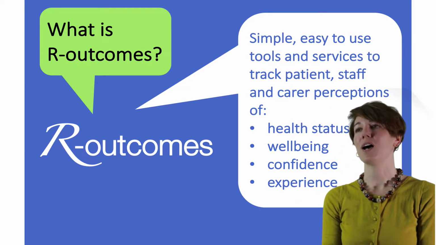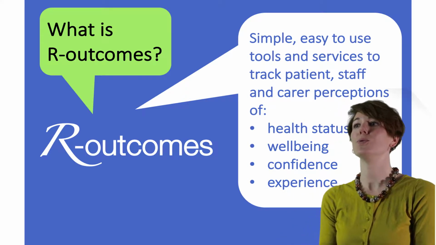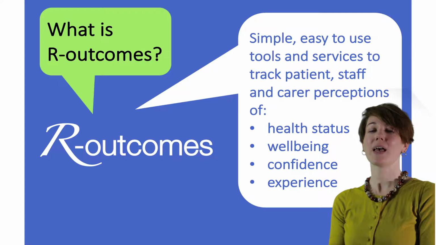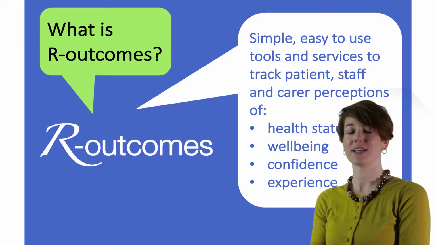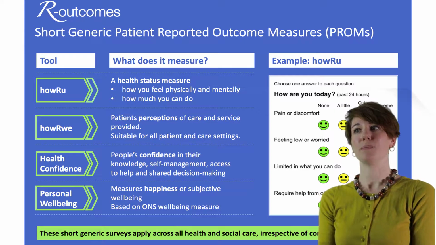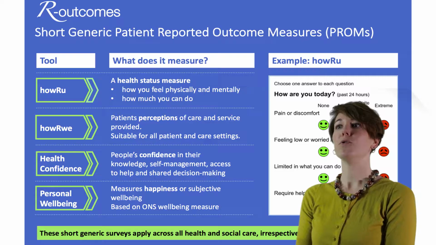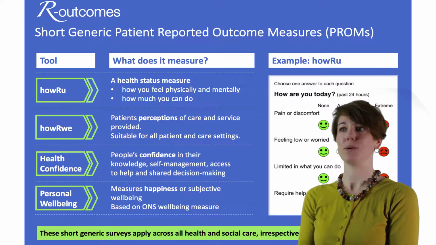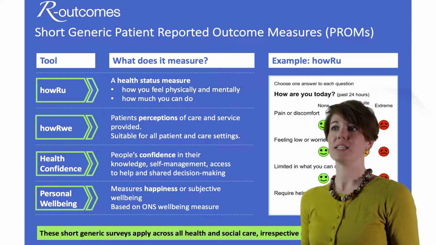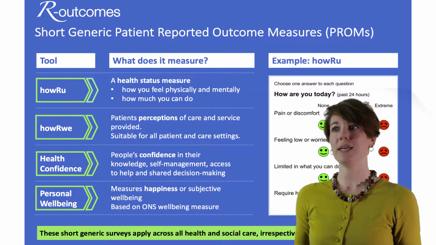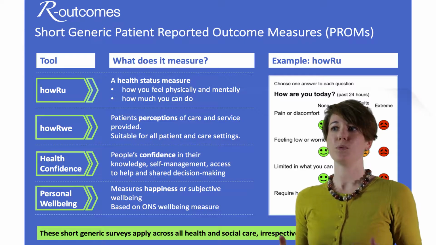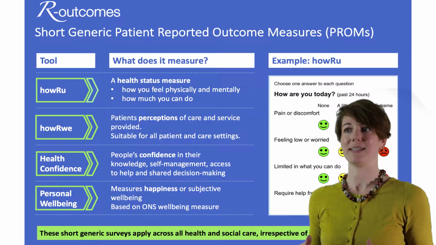What is Our Outcomes? Our Outcomes is a simple and easy to use set of tools and services to track patient, staff and carer perceptions of health status, well-being, confidence and experience. Our Outcomes is a short generic patient-reported outcomes measure, or PROMs, and there are 4 tools that are used within Our Outcomes. How are you, which measures health status, how you are feeling physically and mentally, and how much you can do. How are we, which measures patients' perceptions of care and the service that is provided, and this is suitable for all patients and all care settings.